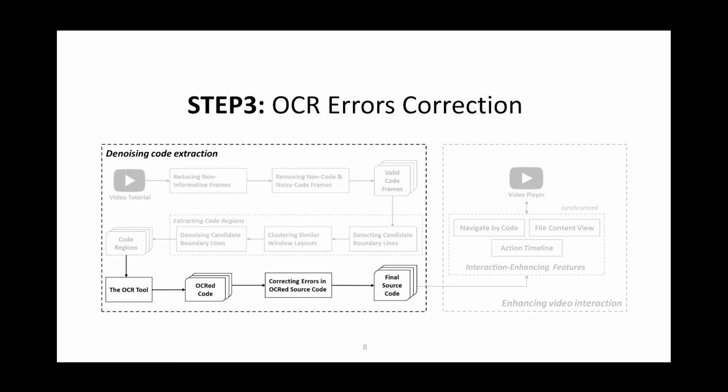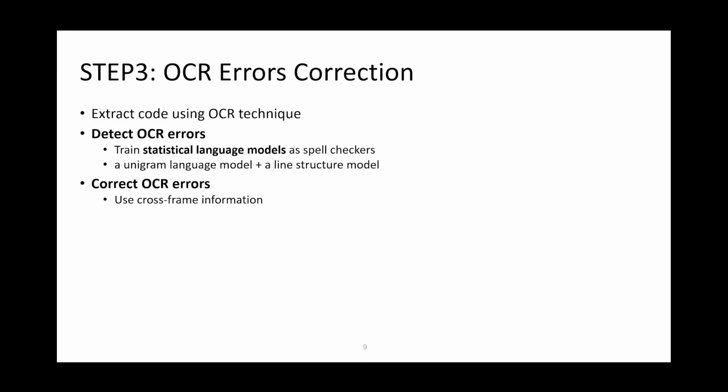Step 3. OCR errors correction. FSE2Code extracts source code from the cropped code region using Google Vision API. Errors are very common in the original OCR code. For example, cursor is wrongly recognized into letter I. We detect these errors by training statistical language models from a large corpus of source code collected from 300 GitHub Java projects as domain-specific spell checkers. Specifically, we build a unigram language model and a line structure model.